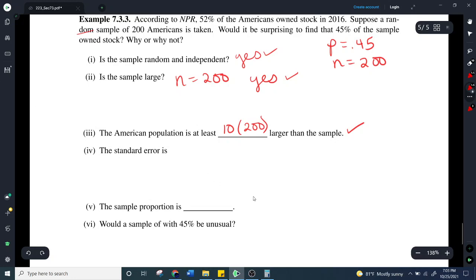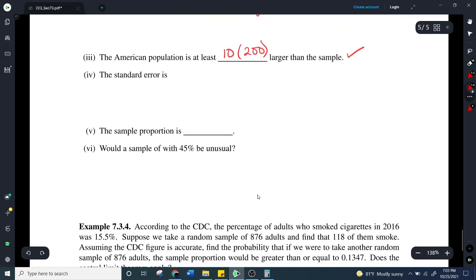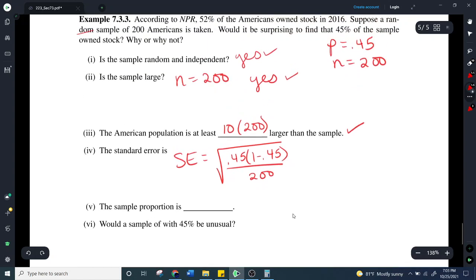So then let's go ahead and calculate the standard error. Using that new formula, it's going to be the square root of 0.45 times 1 minus 0.45, divided by 200. Make sure you see where I'm getting these numbers from. N was 200. P was 0.45. So let's go ahead and figure out what that number is.